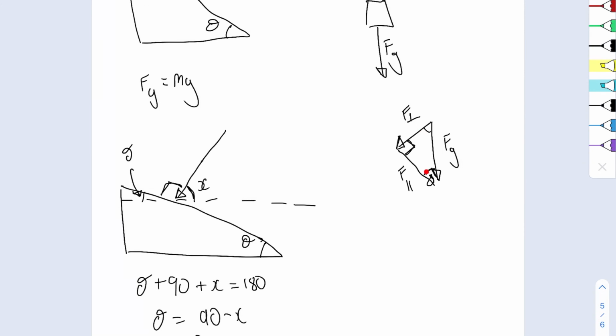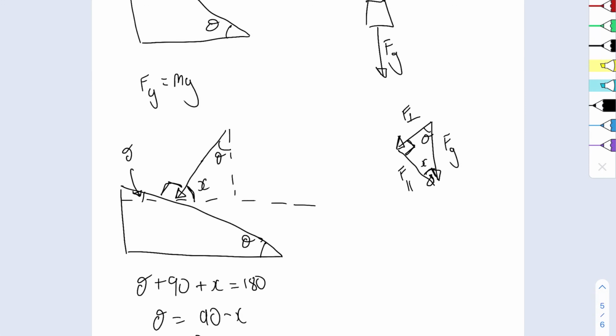So now we need to figure out which one of these angles is x and which one is theta. So we know, guys, that we can draw a little dotted line here to help us out. So we know this is x, and we know this is theta because that's 90 minus x. So the angle between the perpendicular component and the vertical is theta. Therefore, this is theta and this is x.